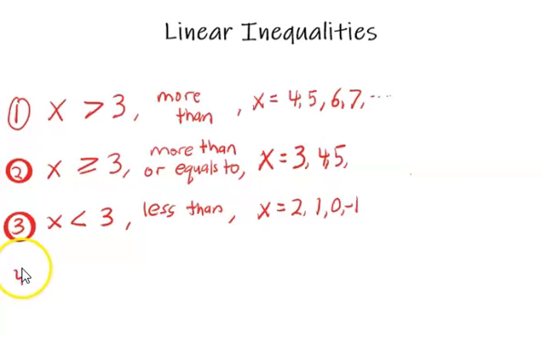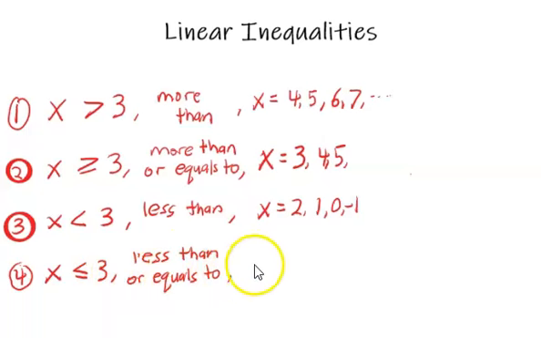Okay, now number 4, the last sign that we are going to learn, is less than or equals to. So here x can be starting with 3, then you reduce it: 2, 1, 0, -1, -2 and so on.